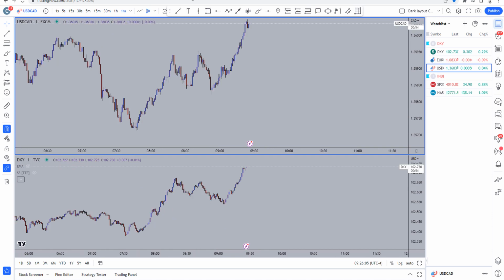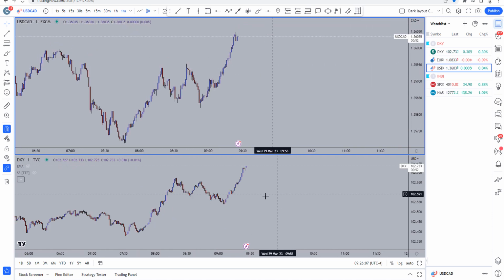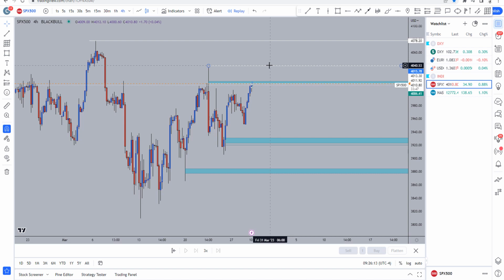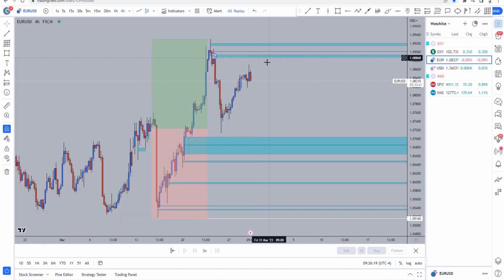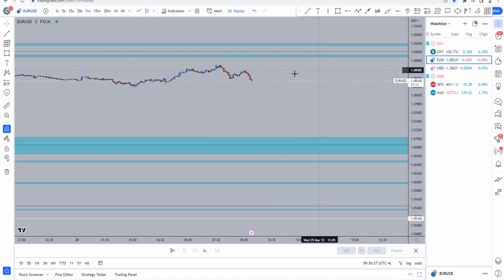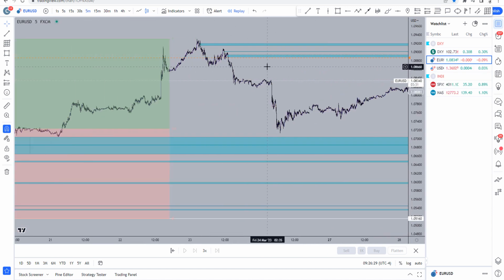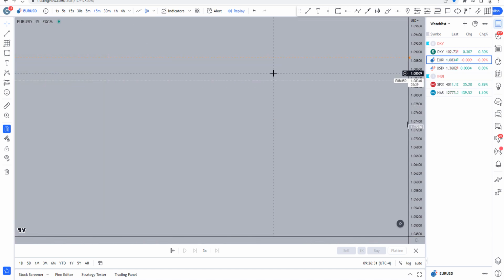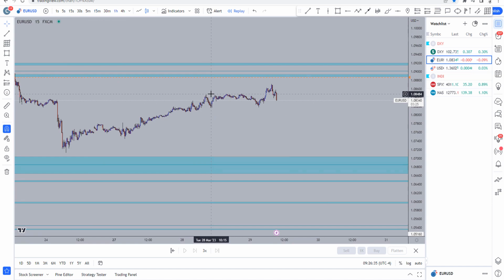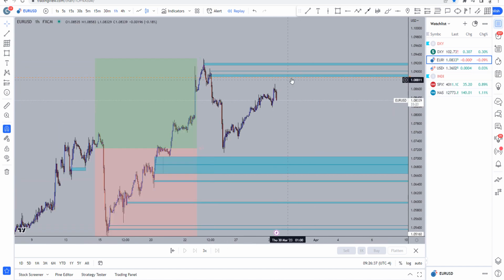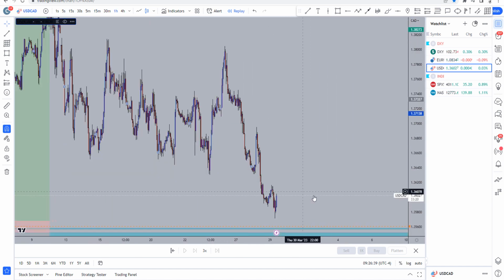Regarding Euro US dollar and USD CAD, I do not see my scenario playing out. My scenario was this area right here for USD CAD, and for Euro US dollar, this area up here. Let me see if I scale down to a lower time frame. Yeah, price reacted from here. It doesn't matter anyways, because we cannot do anything. We will wait still for those areas to be tapped.